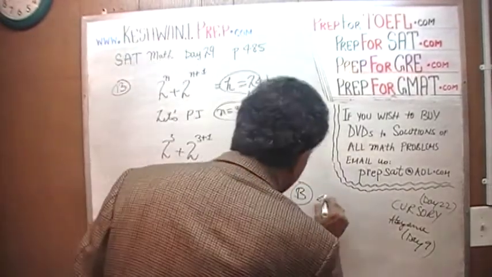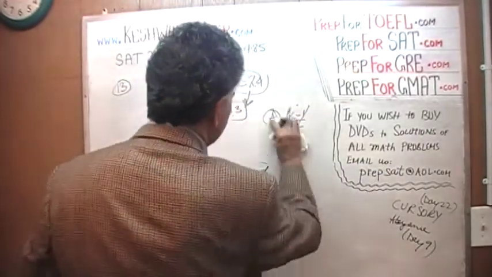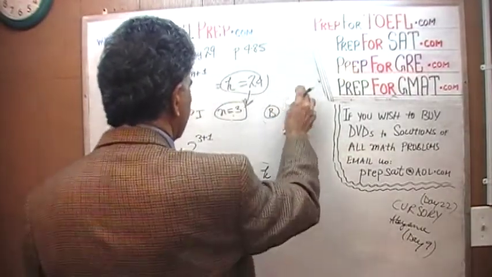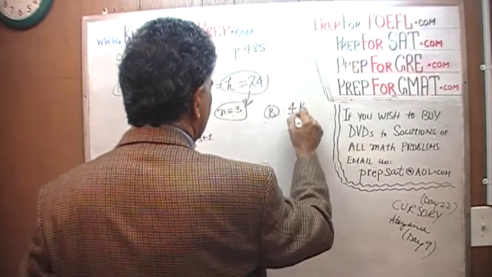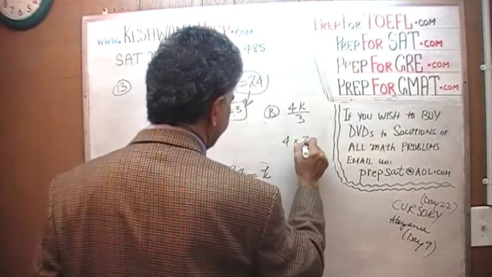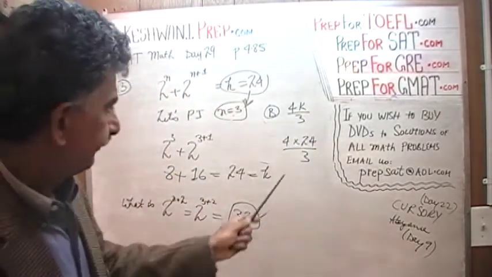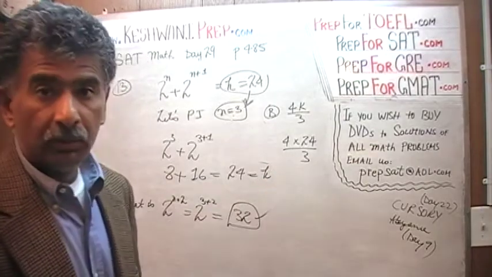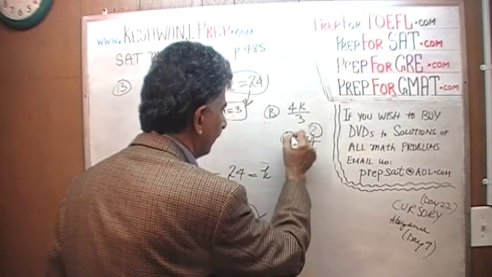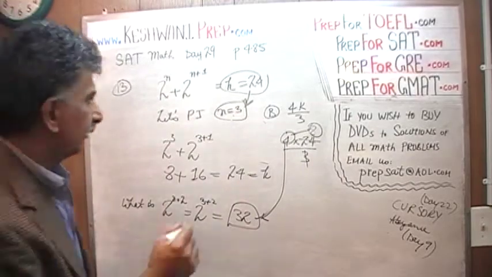Let's look at B. Let me do the B up here. B says 4 times k over 3. 4 times k, which is 24, over 3. If you divide the top and bottom by 3, how many 3's in a 24? 24 has 8 3's. And 8 times 4, voila, 8 times 4 is 32. There you go. That's our answer.